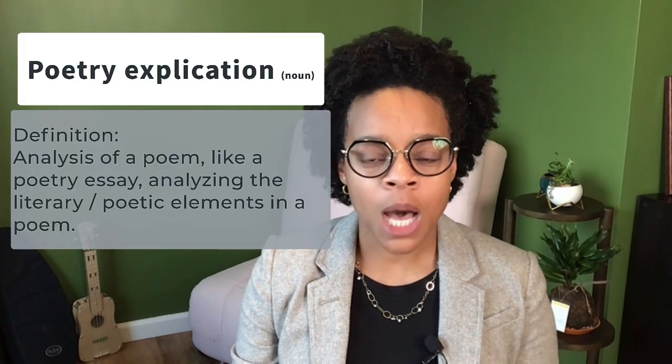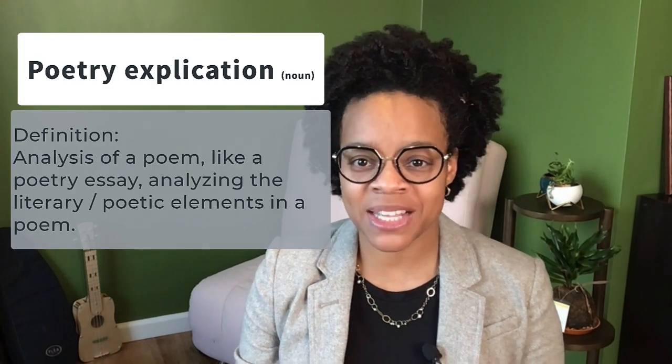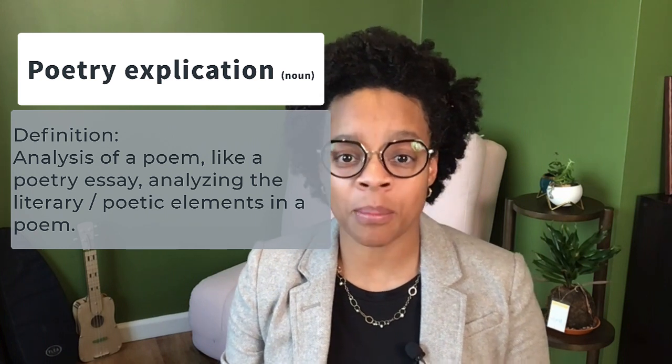So what exactly is a poetry explication? A poetry explication is a detailed examination and interpretation of a poem. It's like peeling back the layers of an onion to reveal the hidden meanings, emotions, and techniques used by the poet. So why is poetry explication important?